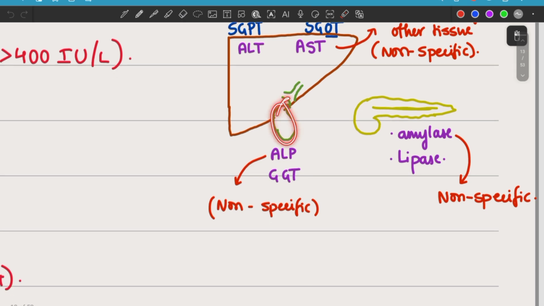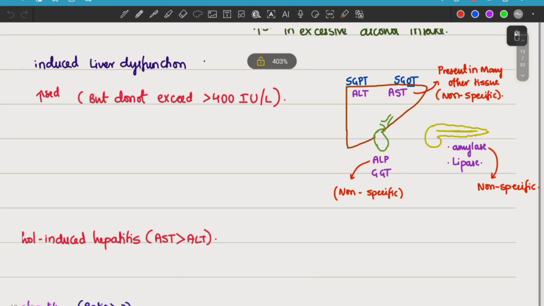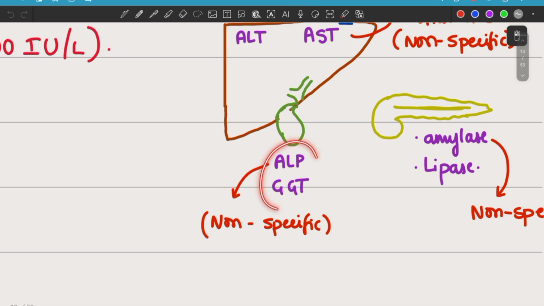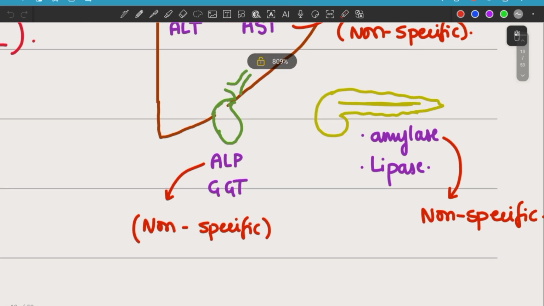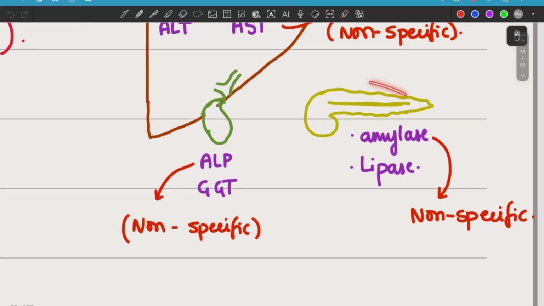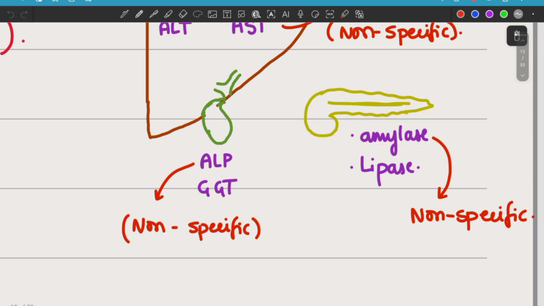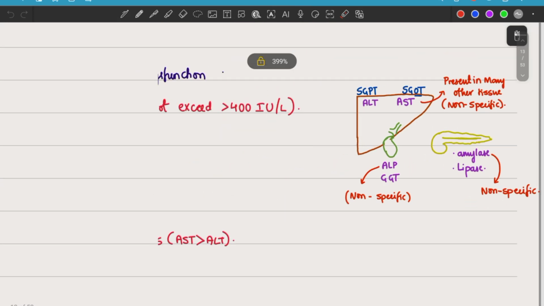In the gallbladder, you can get ALP and GGT. This was the GGT we saw, which is increased in excessive alcohol intake. But these two can be increased in biliary diseases and gallbladder diseases. But ALP is not specific for gallbladder; it can be increased in other diseases also. Likewise, you can see the pancreas, which has amylase and lipase. Amylase is present in the saliva also, isn't it? So amylase is also a non-specific marker.